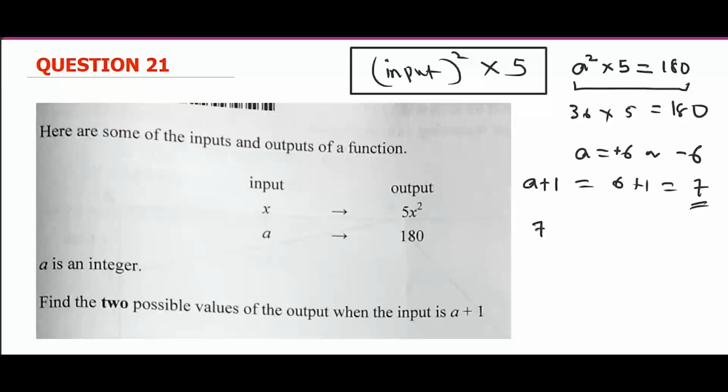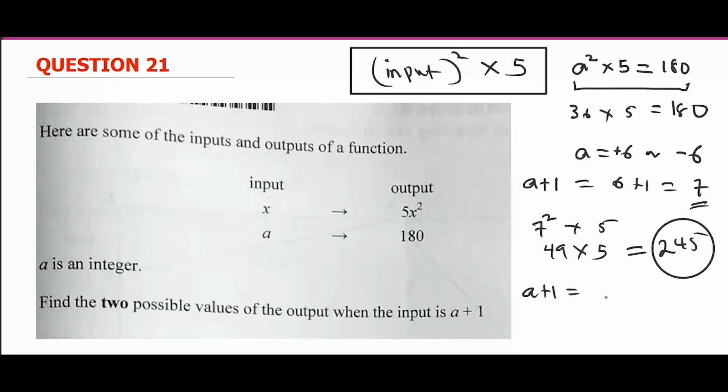So we're going to have 7 squared times 5. This will be 49 times 5. So the first possible output will be the product of 49 and 5. So the answer is 245. That is the first possible output. The second possible output will be when a plus 1 is equal to minus 6 plus 1, and that will be minus 5.